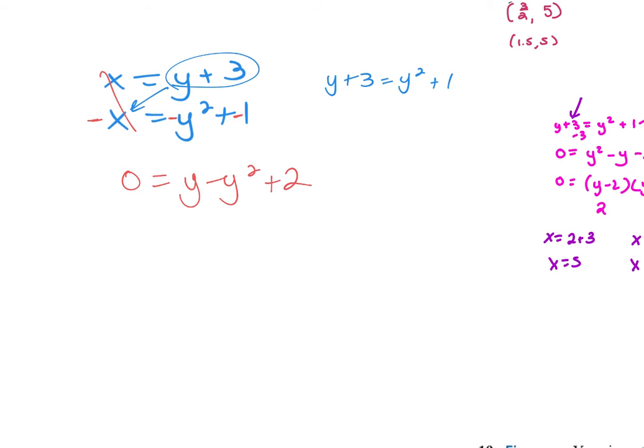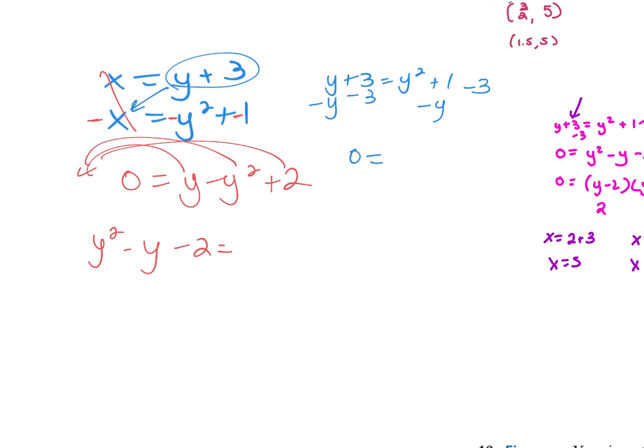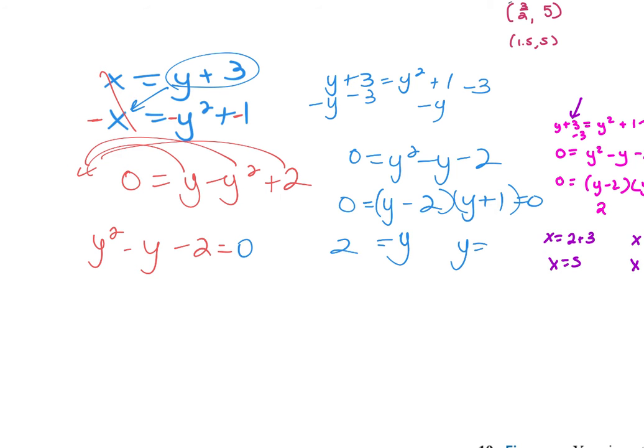So if I had done it in the red, I would have moved everything to the other side just to keep my y squared positive. I would have gotten y squared minus y minus 2. If you follow the blue, I would have moved this over here, and I still get y squared minus y minus 2. So then I have to factor that, equals 0. Factors of -2 that sum to -1 would be -2 and +1. And then I would split and solve this, and I get y equals 2 and y equals -1.